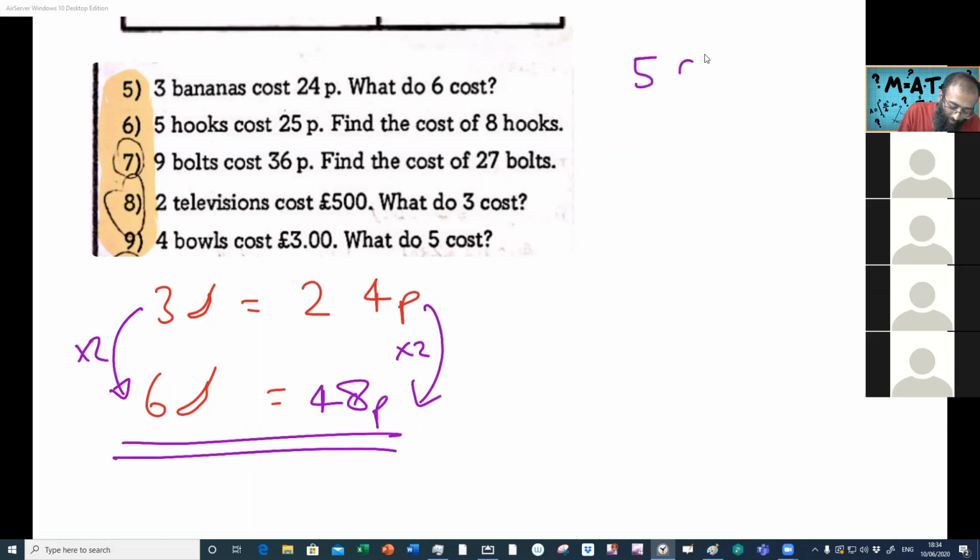We have next one. 5 hooks. Stay on the line. Don't go anywhere. Okay, so 5 hooks cost us 25 pence. Pick the phone up, please. Okay, Suleiman, I need to work out the cost of 8 hooks. Like you're putting hooks when you put your painting on the wall. Can I go in 1 step or do I have to do 2 steps, Suleiman? I have to do 2 steps.